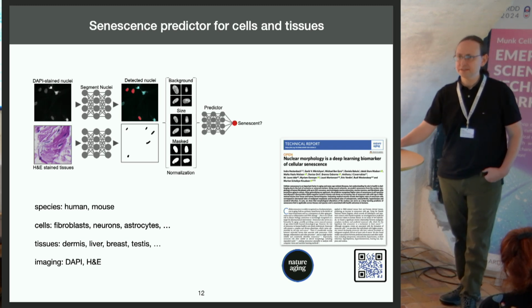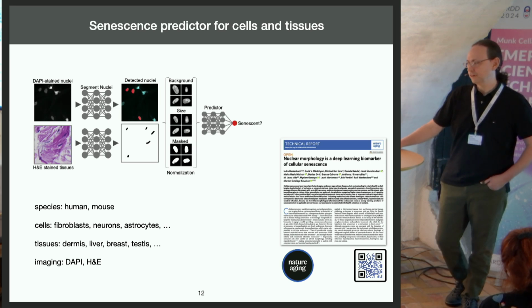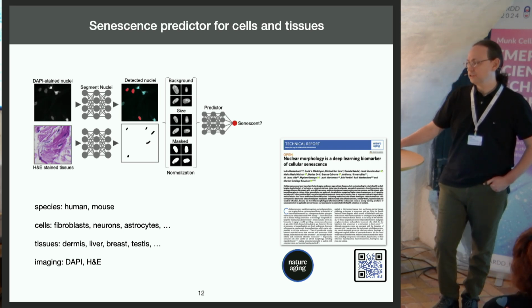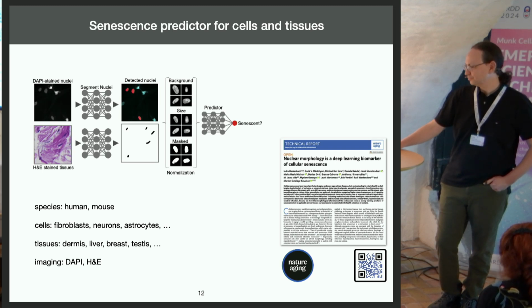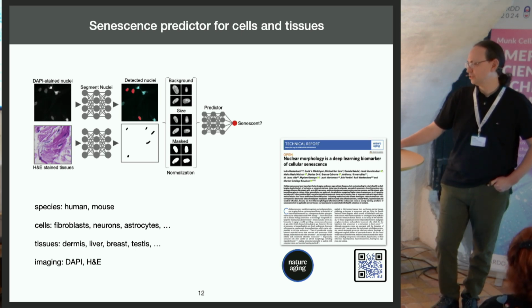We've applied this to humans and mice primarily. We've applied this to a fairly large number of cell types at this point, including fibroblasts, neurons, astrocytes, and different human tissue and mouse tissue, including dermis, liver, etc. And we've applied this to DAPI, H&E, and briefly bright field as well. This work went into a Nature Aging paper, which was published in '22, I believe.